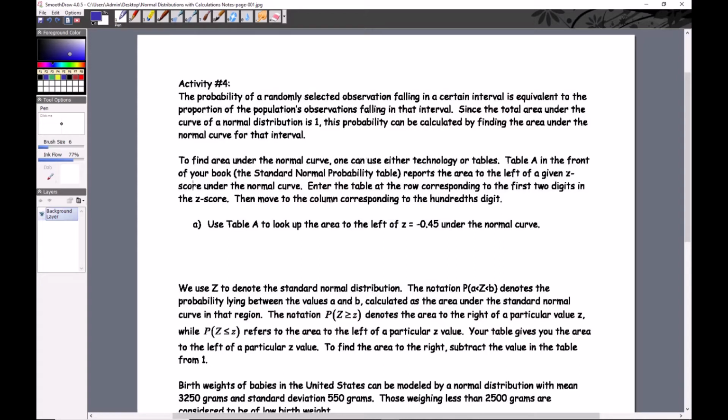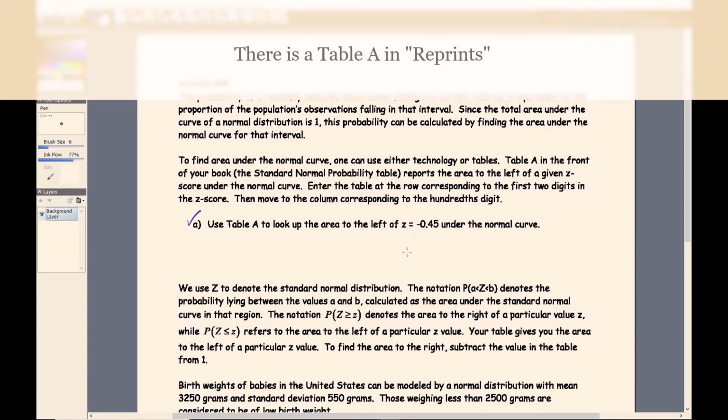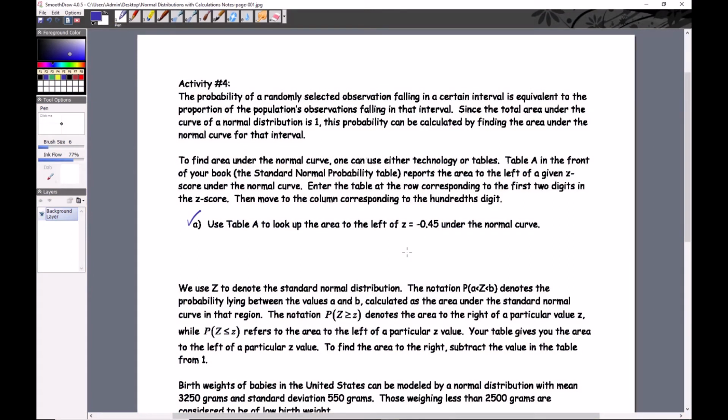so here in letter A, they say use Table A, which is a standard normal table, Z table, to look up the area to the left of Z equals negative 0.45 under the normal curve. As far as tables go, these are available in your book. I think they're to the back. Now that makes it a little awkward since your book is electronic. So all you have to do is go online and type into Google "Z table PDF," and you're going to see probably one of your first links is going to be a download for the exact table I'm about to pull up.